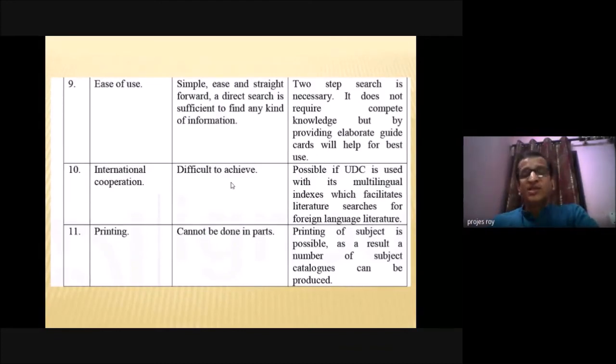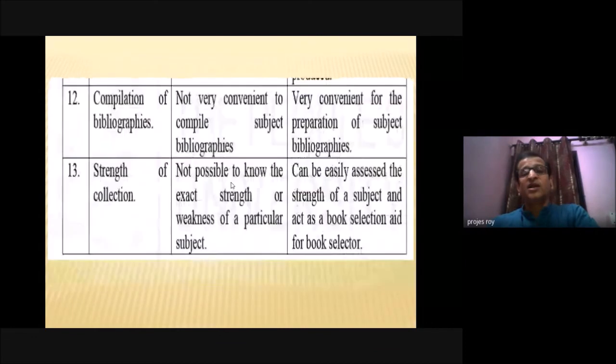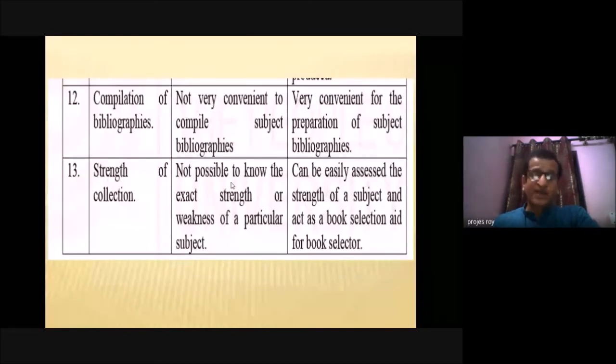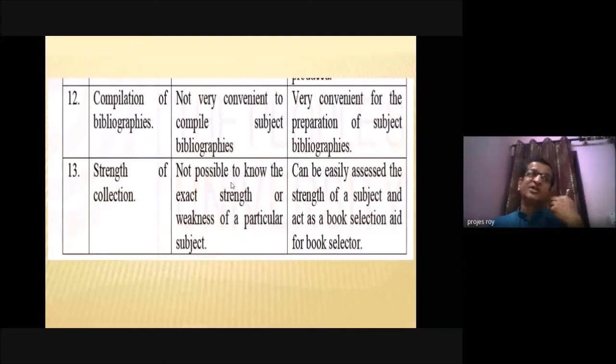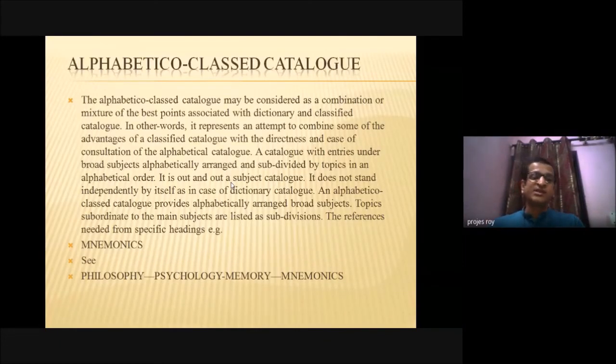The subject cataloging is more methodical, more intellectual, more postulate based, whereas the alphabetical card is more mechanical. It goes one by one. Then compilation of a bibliography is impossible with the alphabetical, but through the classified it is possible. The strength of the collection can be evaluated through the classified catalog, because the documents are arranged subject-wise. That's why it is easy.